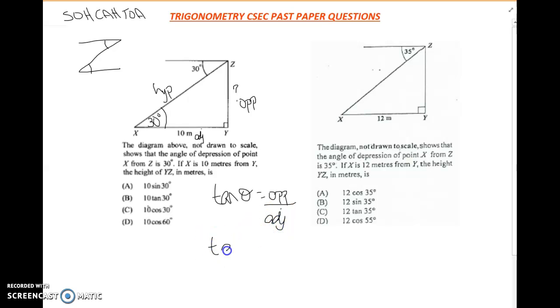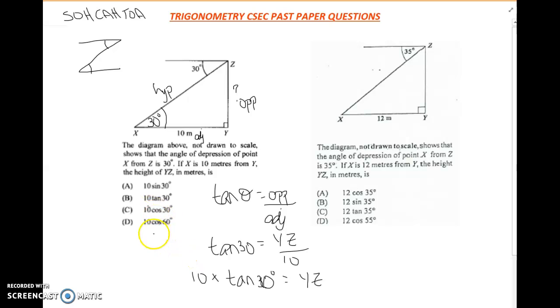My angle is 30. Tan 30 is equal to opposite. Let's say the opposite is YZ, over adjacent, which is 10. I want to find YZ. I need to get rid of this 10 from here. So division of 10 will become multiplication. So 10 multiplied by that. Whoops, sorry.